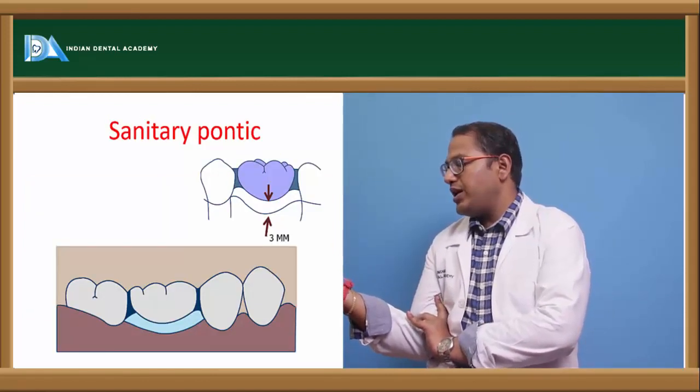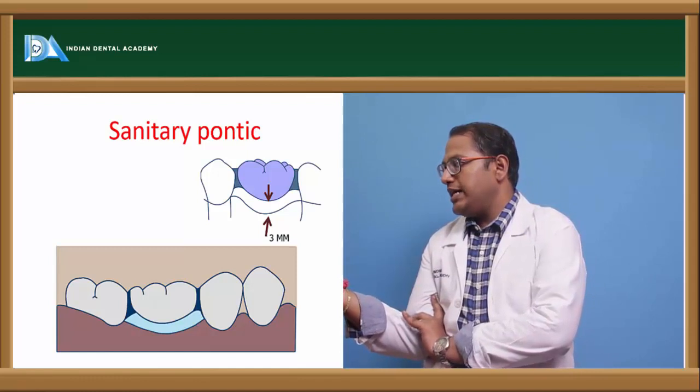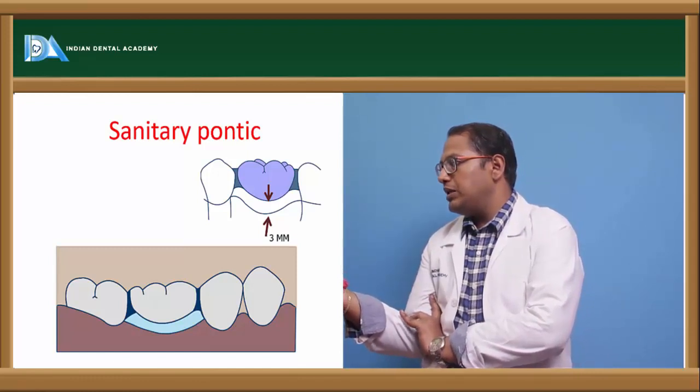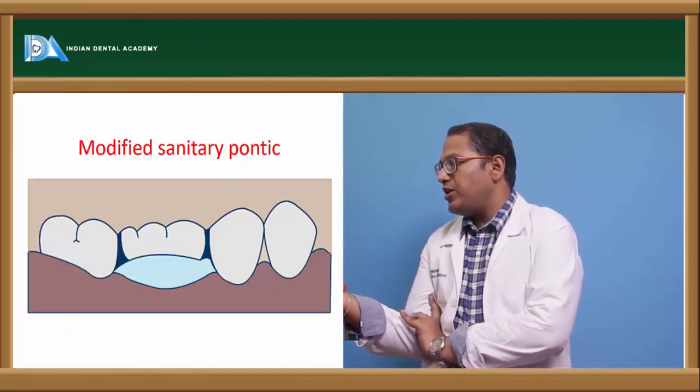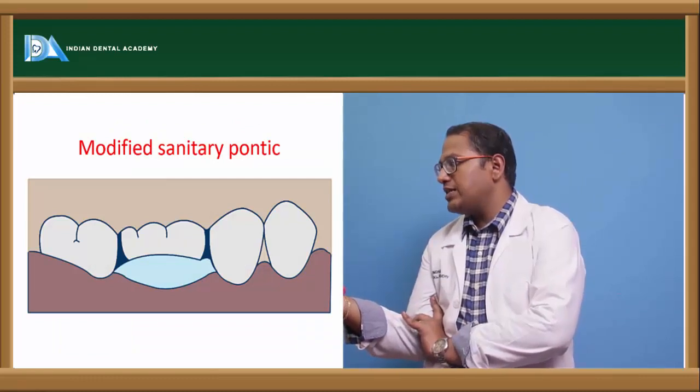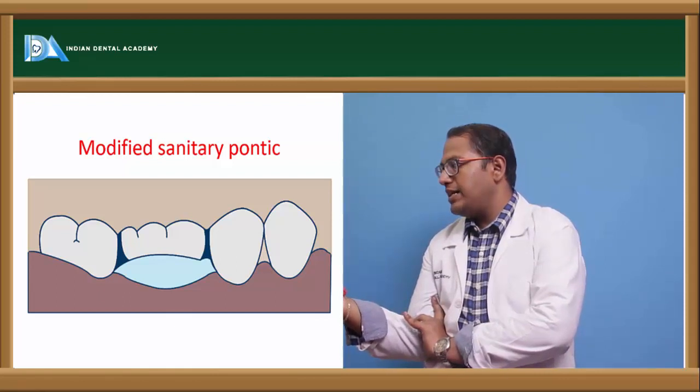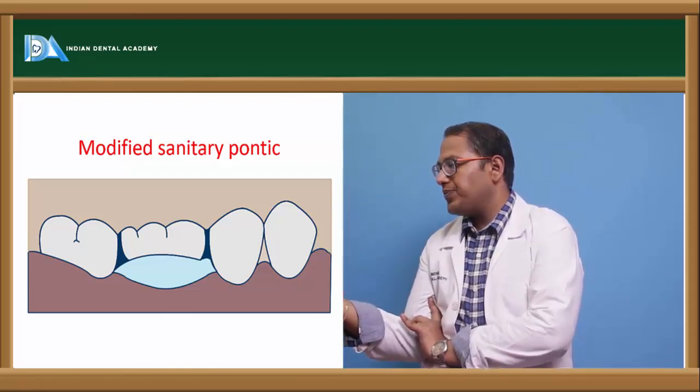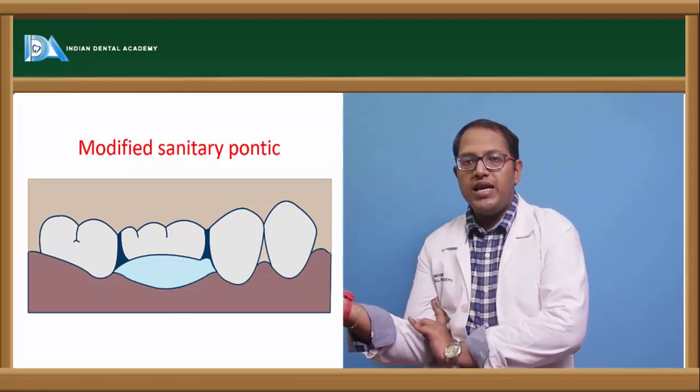The distance was 3 mm, okay. The connector size was minimal and normal. Coming to modified sanitary Pontic, they increased the connector size. You can see the connector size is increased and this distance is decreased. Maybe for replacing a 7.